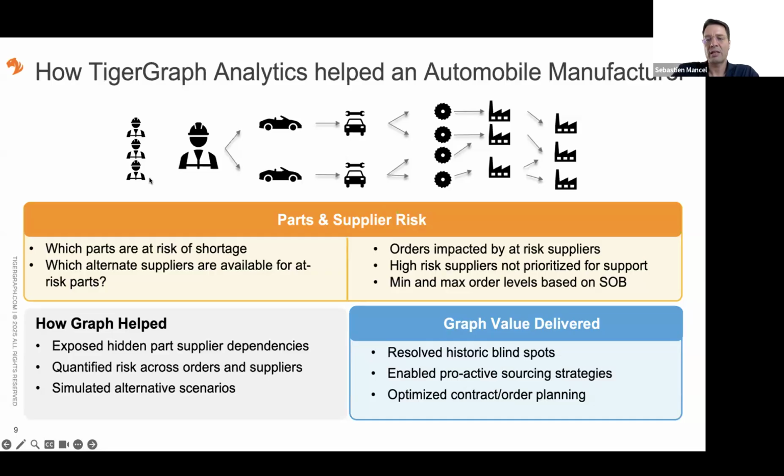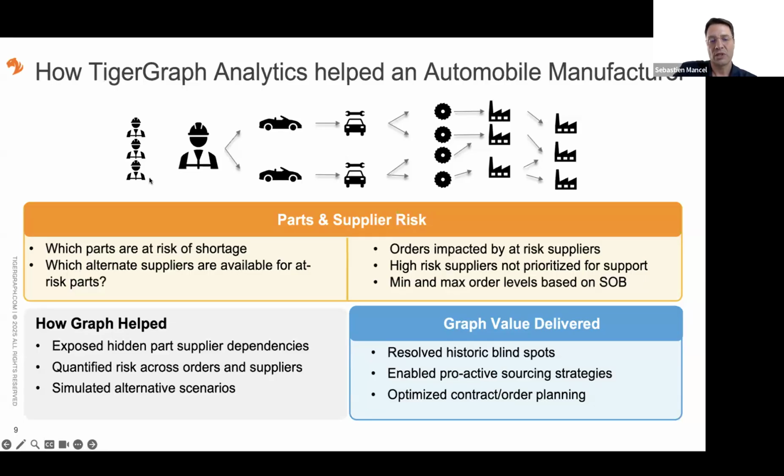So not just direct connections, but multi-hop relationships across the entire supply chain. And with graph analytics, they were able to expose hidden supplier dependencies that weren't obvious in their traditional systems, quantify risks across both orders and suppliers, and simulate alternate sourcing scenarios to evaluate different mitigation strategies.